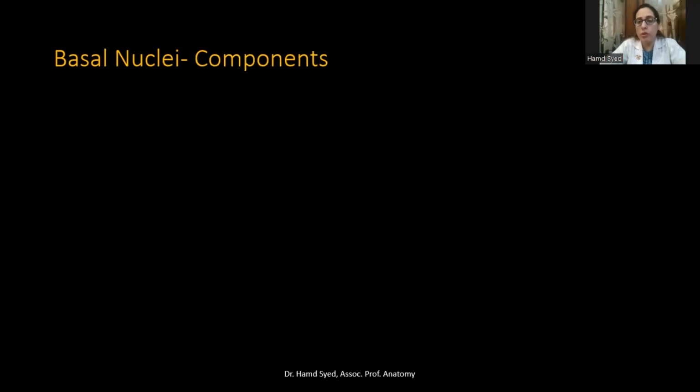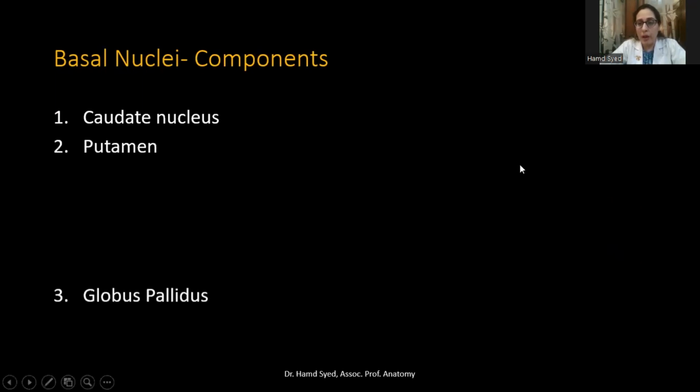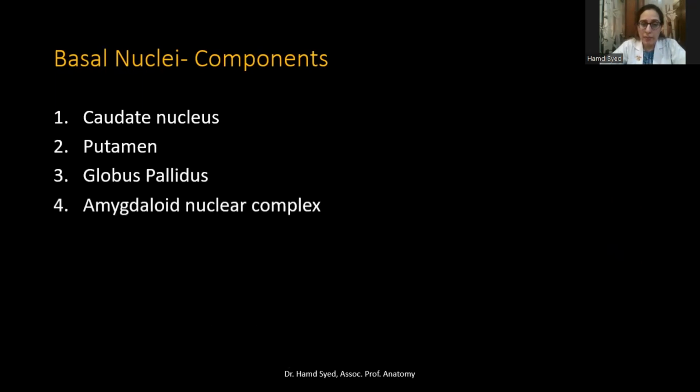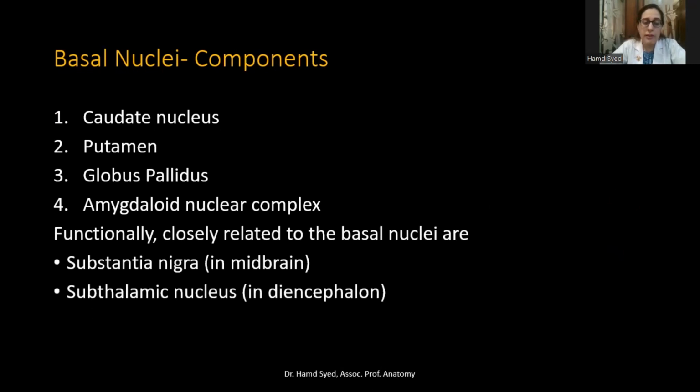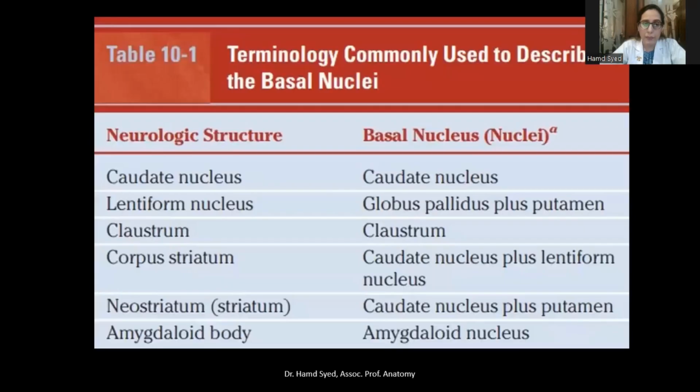Now, what are the components of the basal nuclei? Well, basal nuclei, they consist of the caudate nucleus and the putamen. Also, globus pallidus, the amygdaloid nuclear complex might be included within the basal nuclei. And functionally, remember, the closely related structures to basal nuclei are also the substantia nigra of the midbrain, as well as the subthalamic nucleus in the diencephalon. So this is a list of the components of the basal nuclei.